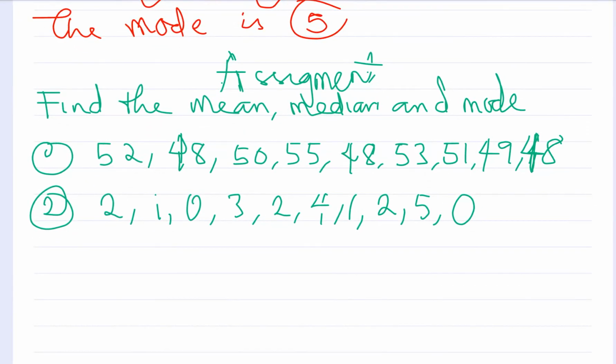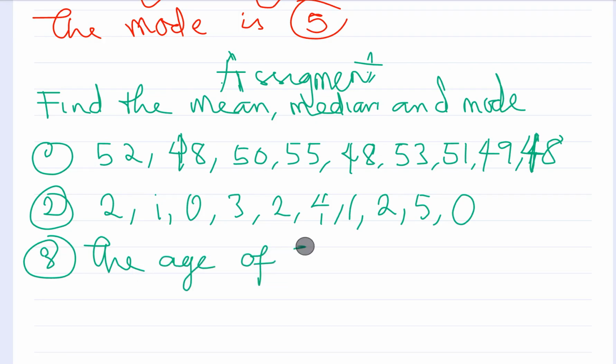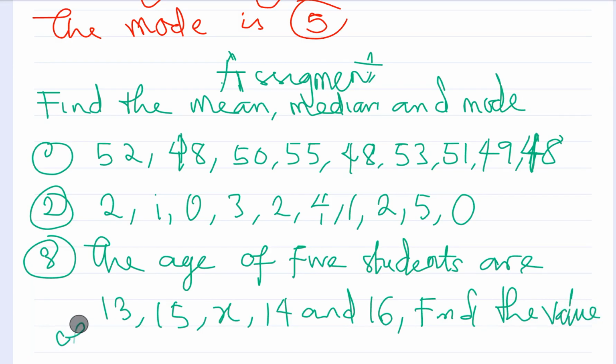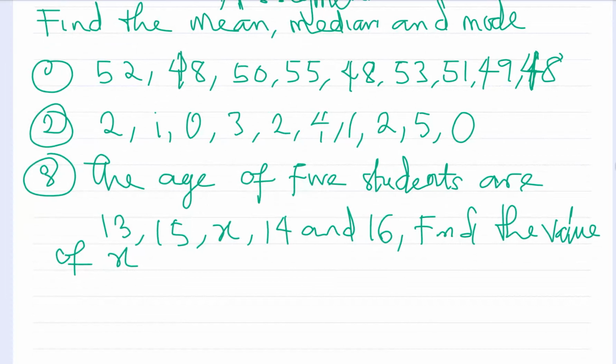All right, now I have another question. Number 3 says the ages of 5 students are 13, 15, X, 14, and 16. Find the value of X.